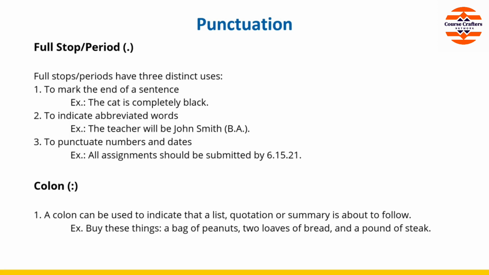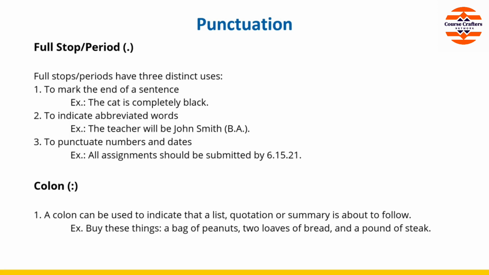The second use is to indicate abbreviated words. Something like: the teacher will be John Smith, and then you see how we have B and A. B is bachelor's, and then a period, A is arts, bachelor's of arts. So it's a teacher's degree, and we abbreviate it as a BA in this case, and we put a period after that.